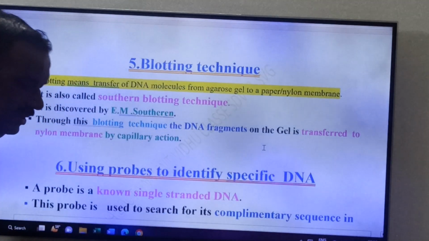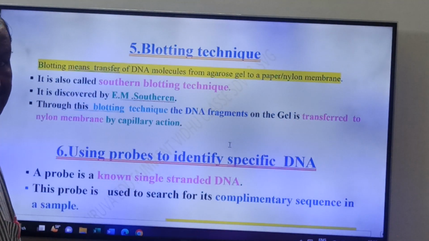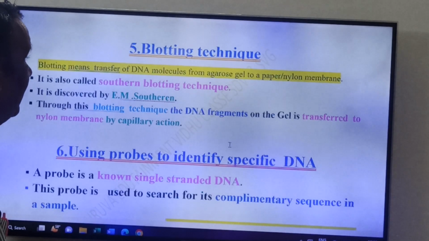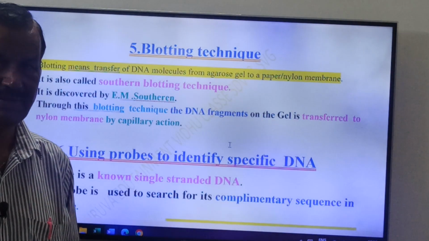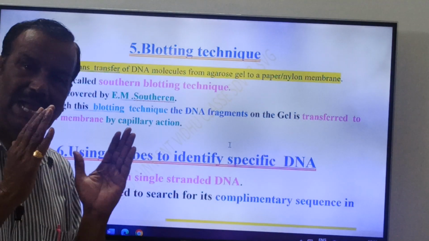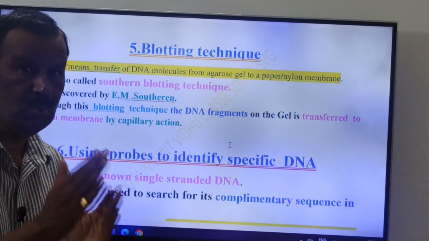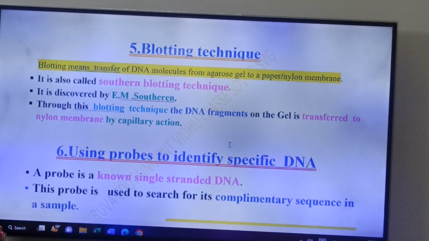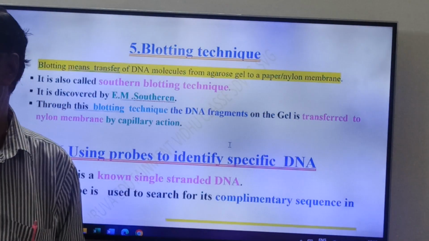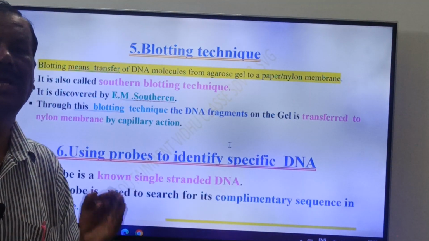Now come to the fifth one, friends. Blotting technique. Friends, blotting means transfer of DNA molecules from agar gel to a paper or nylon membrane. Once again, friends, blotting means transfer of DNA molecules from where to where? From agar gel to a paper or a nylon membrane.